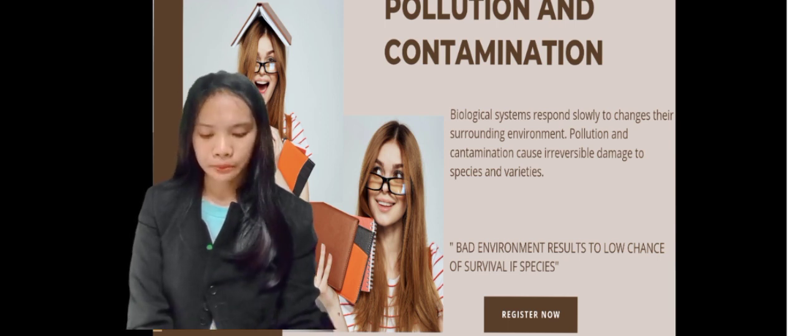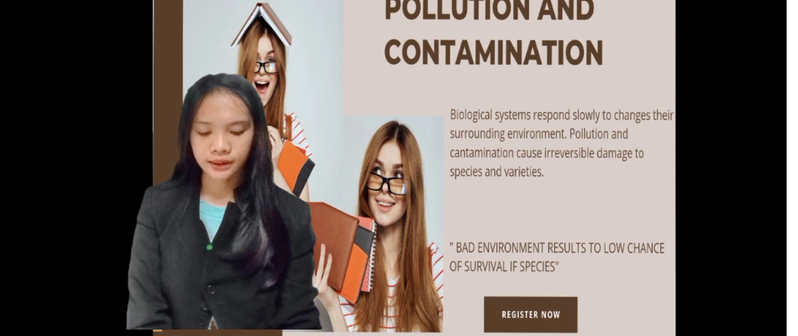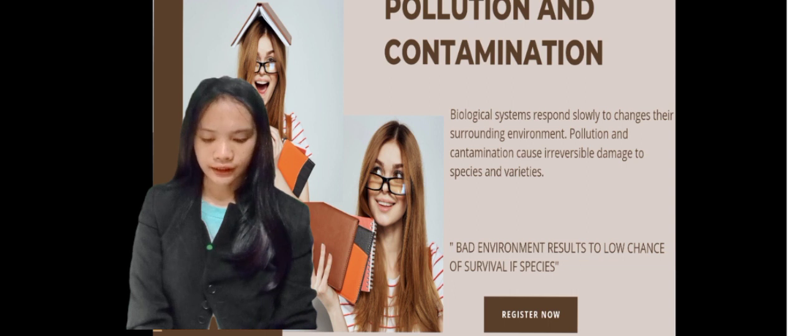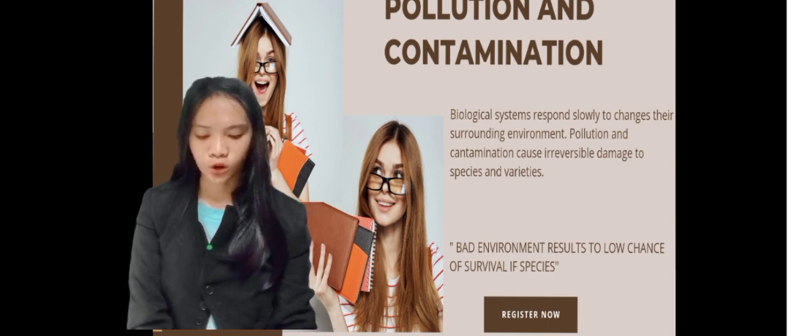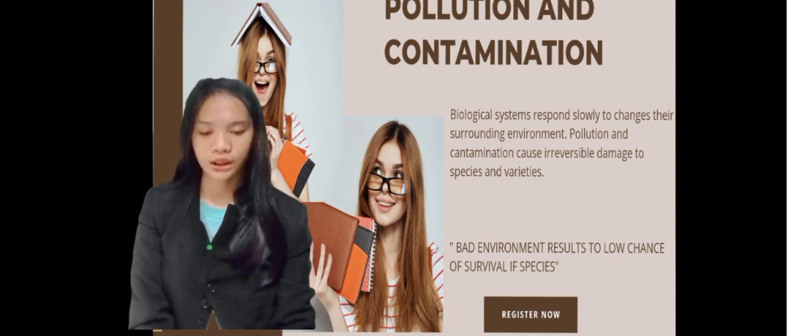Pollution and contamination. Biological systems respond slowly to changes in their surrounding environment. Pollution and contamination cause irreversible damage to species and varieties. A bad environment results in a low chance of survival of species. It leads to animal and plant death and unhealthy living.